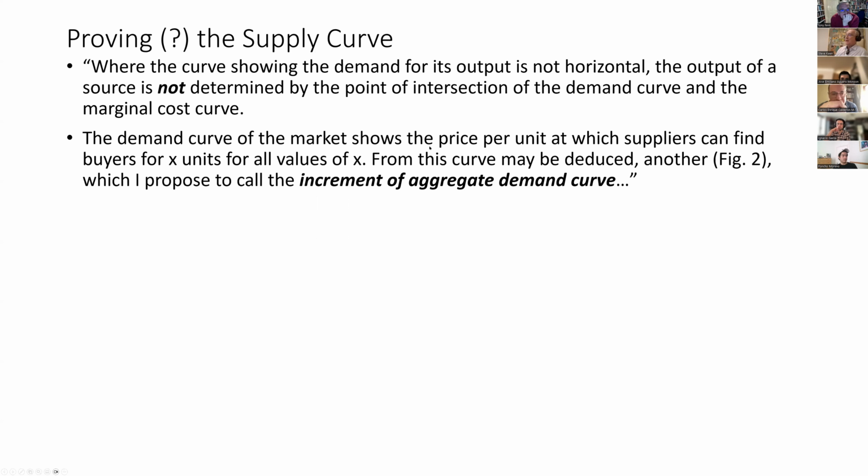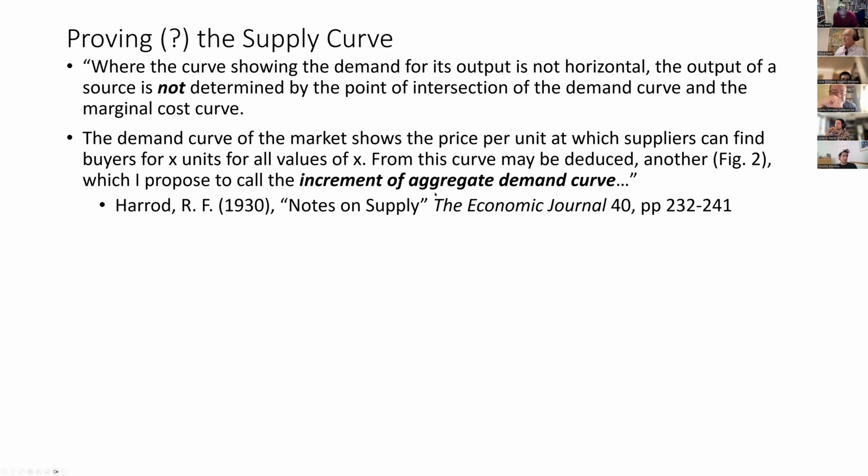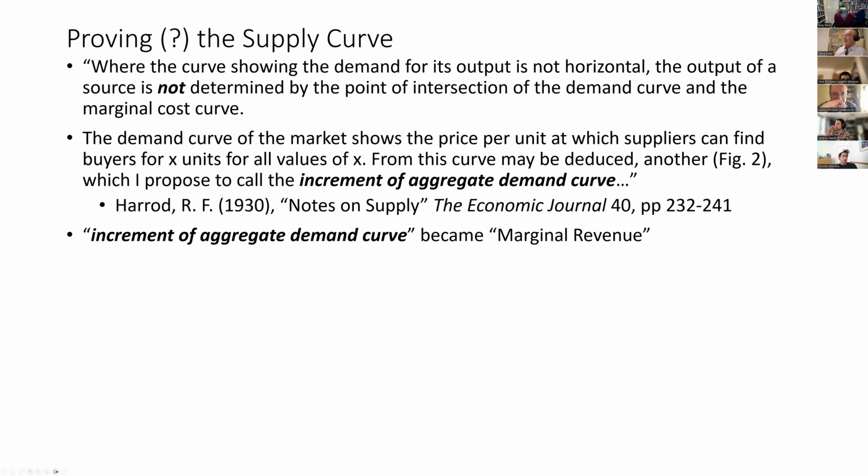So the demand curve of the market shows the price per unit at which suppliers can find buyers for X units, for all values of X. From this curve may be deduced another, which I propose to call the increment of aggregate demand curve. And that was in his notes on supply in 1930. And that became the marginal revenue curve.